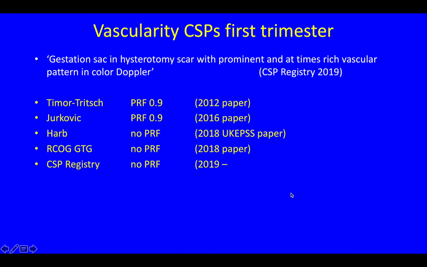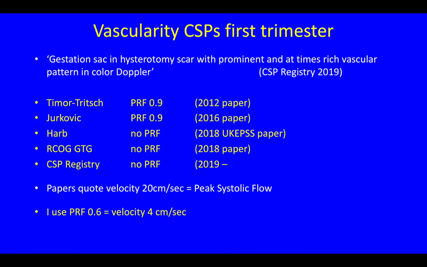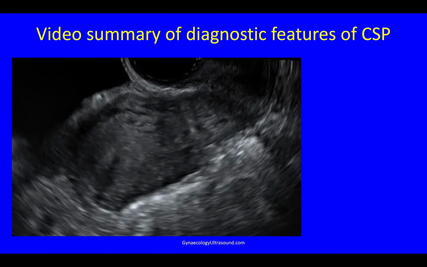So what PRF should you use? Most papers don't really tell you an exact PRF, just say that it has to be prominent flow. Papers, if they quote something, they'll say a velocity of 20 centimeters per second, but that's the peak systolic flow in the largest vessel in the area that you're looking at. We're really not doing that, we're using the morphology of colour flow, and so I use a PRF of 0.6, sometimes 0.9 to estimate the degree of implantation.